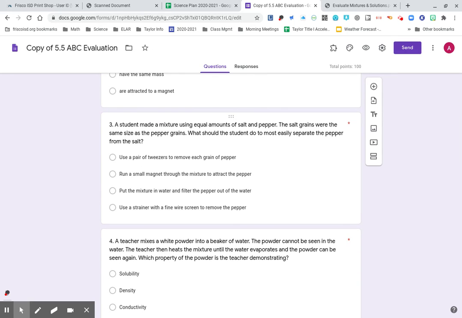Number 3. A student made a mixture using equal amounts of salt and pepper. The salt grains were the same size as the pepper grains. What should the student do to most easily separate pepper from the salt?